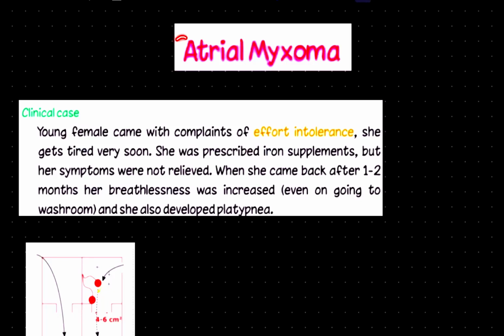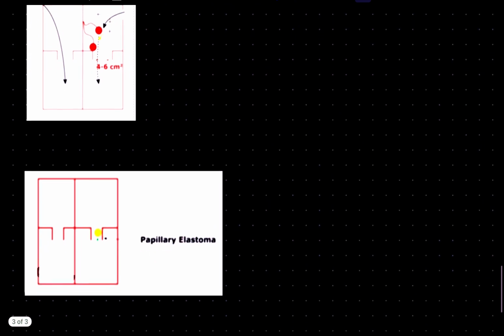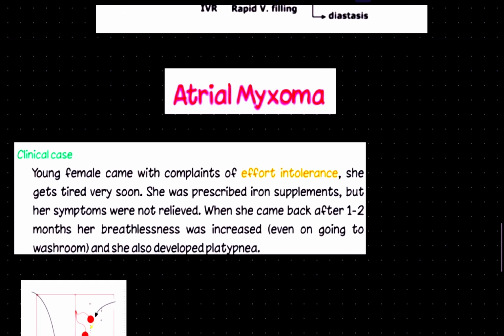The topic of discussion is atrial myxoma. The pattern of our discussion will be that there is one clinical case related to atrial myxoma, and we'll be understanding in brief about atrial myxoma and the differential diagnosis that it can have through this clinical case. So now, without delay, let's move into our discussion.